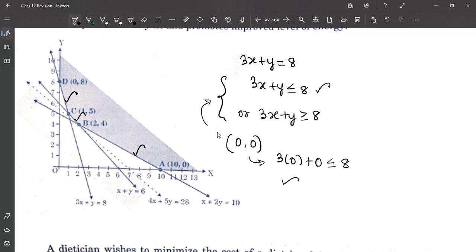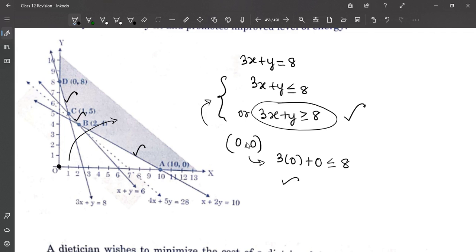but the region shaded is not containing the origin. So if the origin satisfies this region, we have to take the region that is opposite of the region containing the origin. So we will consider this as the constraint. If you observe, all of these are beyond the origin. All three constraints will not contain the origin in them.